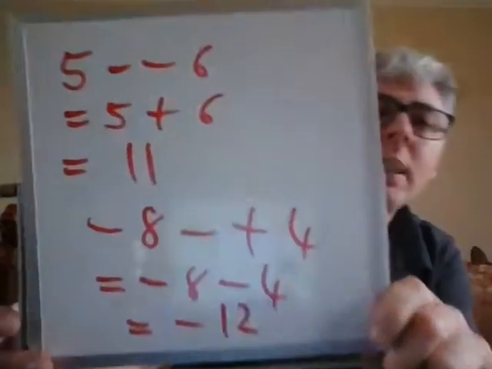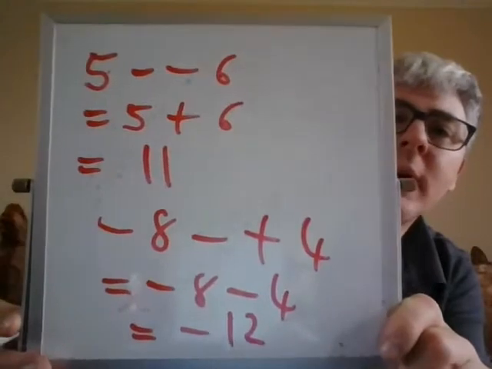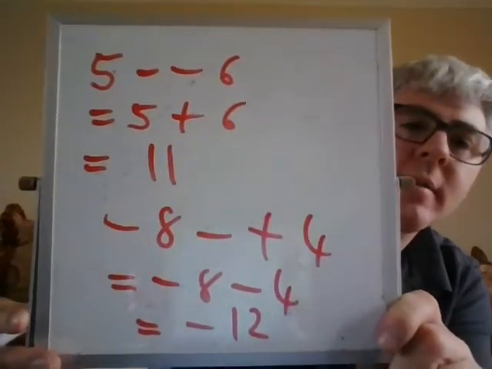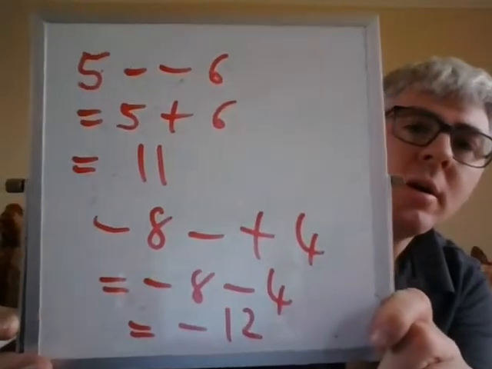I just want you to look at that. So two minuses is a plus, and a minus and a plus comes out as minus.